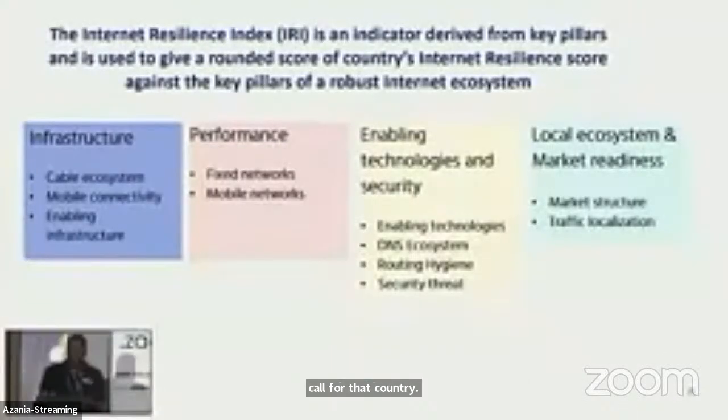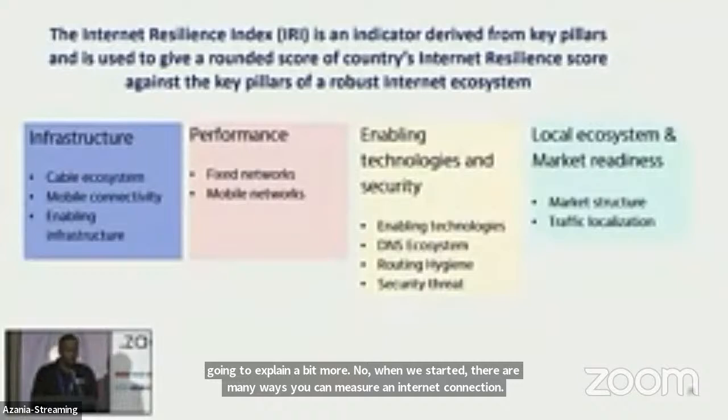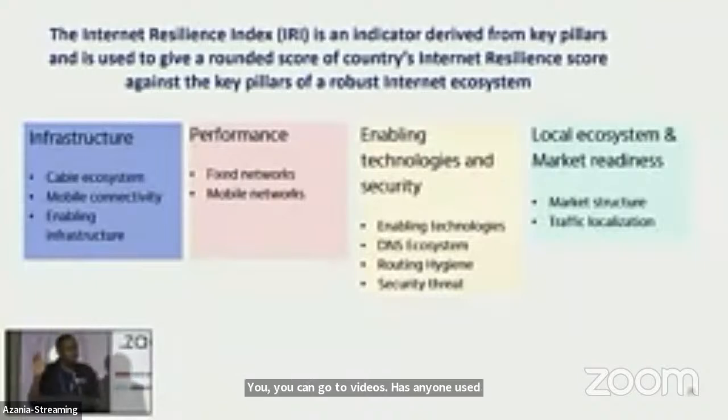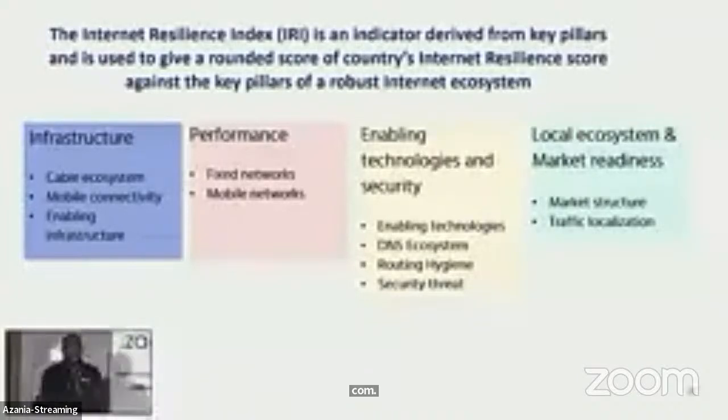Now, when we started, there are many ways you can measure an internet connection. The normal one we use every day is uplink and downlink speed. You can go to various web pages, I'm sure you've seen that. Has anyone used Speedchecker or any tool to measure internet speed? Yeah, there are simple ones like fast.com. You go to fast.com, it tells you your speed is this, and you can get uplink, downlink speed, and so on. And there are several others.